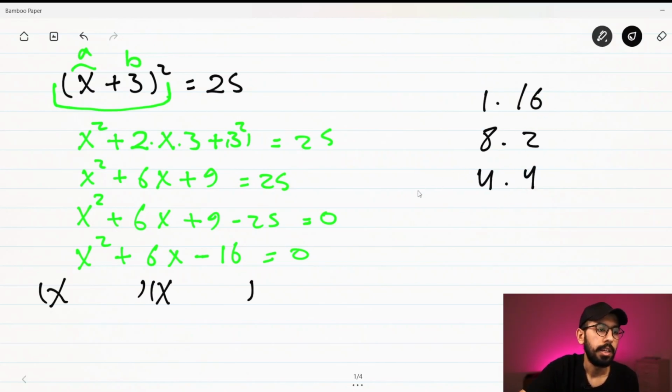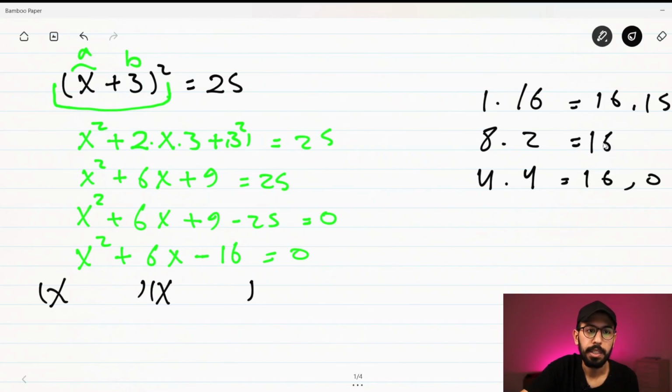Yeah. Now we need to look at the sign. It is negative and we have 6 here. So what are the two numbers that when multiplied to each other give us 16 and when subtracted from each other give us 6? 1 and 16 give us 16 when multiplied, but 15 when subtracted. 4 and 4 will give us 16 when multiplied, but 0 when subtracted. 8 and 2, when multiplied, will give us 16, and when subtracted from each other will give us 6. So that is our result here.